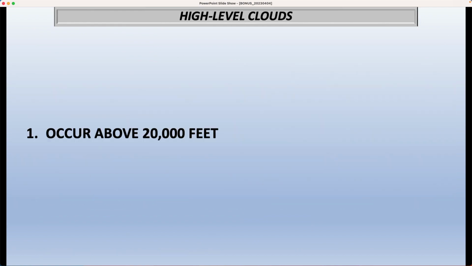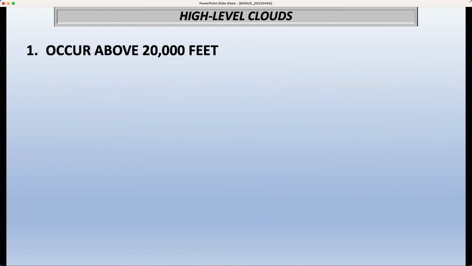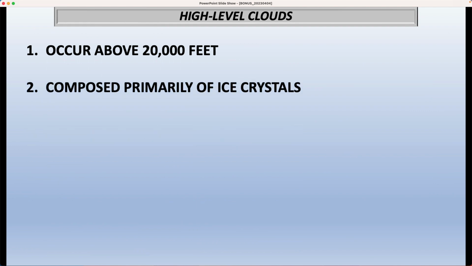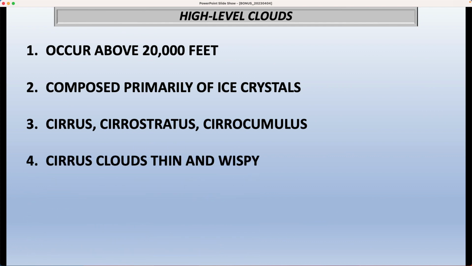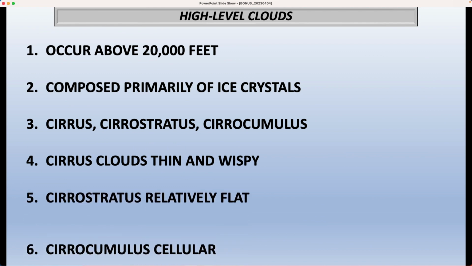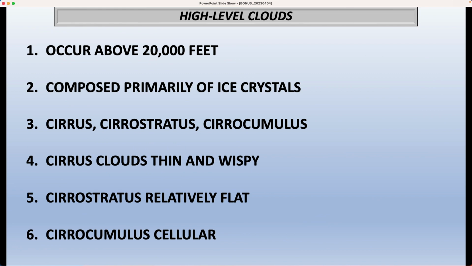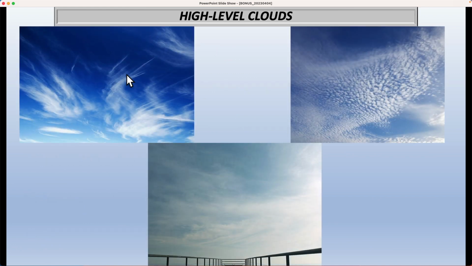Finally, the high-level clouds occur above 20,000 feet, and once you get up to that elevation, the clouds are primarily composed of ice crystals, and we have cirrus clouds, cirrostratus, and cirrocumulus clouds. The cirrus clouds are thin and wispy, the cirrostratus clouds are relatively flat, and the cirrocumulus clouds have a more cellular appearance to them. Here are examples of that.